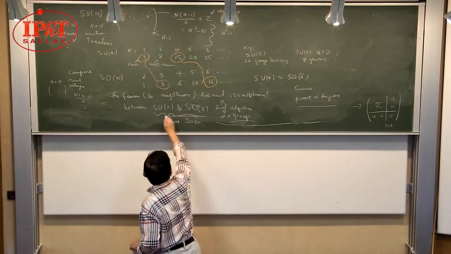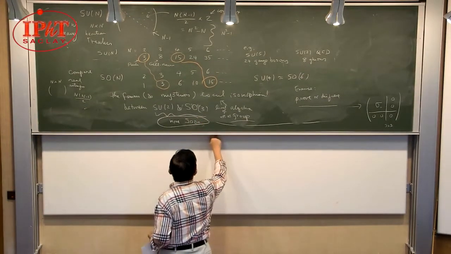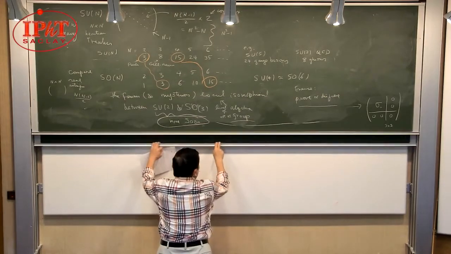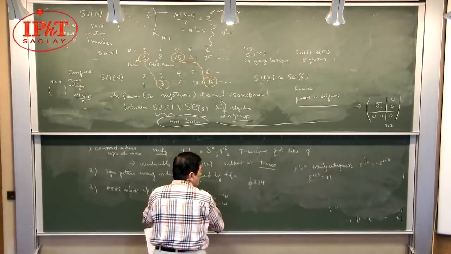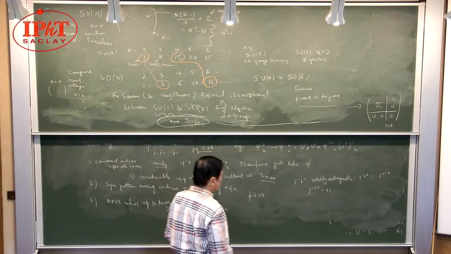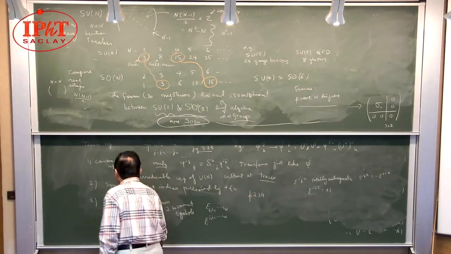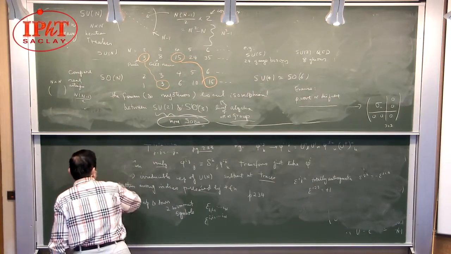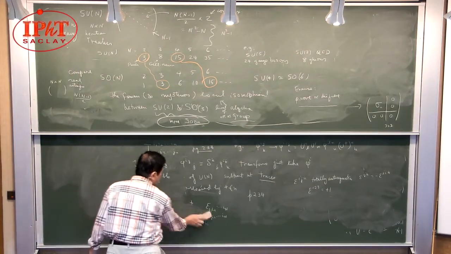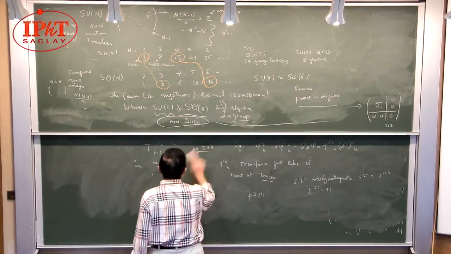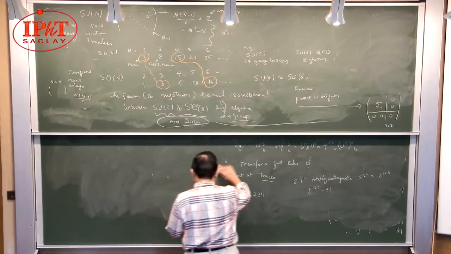So now I'm going to show the isomorphism between SU(2) and SO(3). This is a very famous construction, one of the most beautiful constructions in physics and in mathematics, to show that these two algebras are isomorphic.